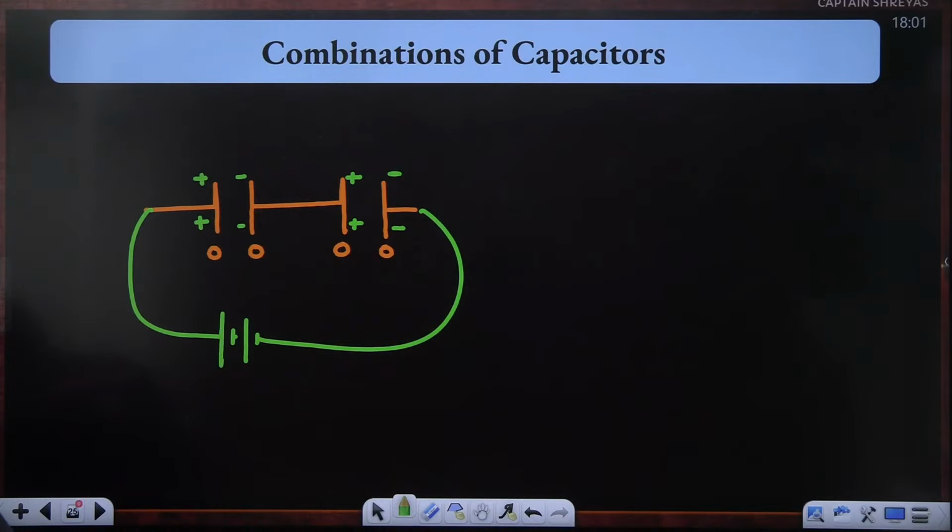Is that right? Hello, Adila. Yes. Can we take one loop and solve it?